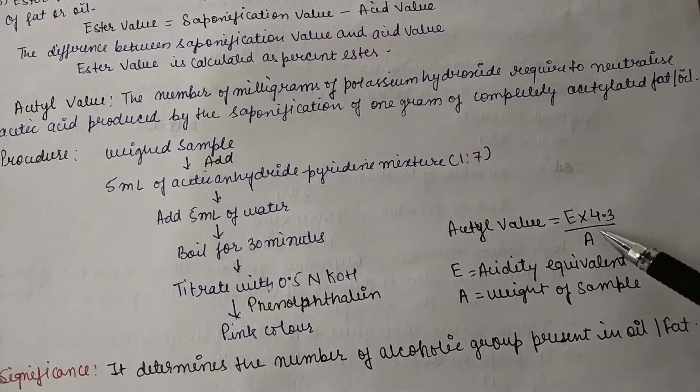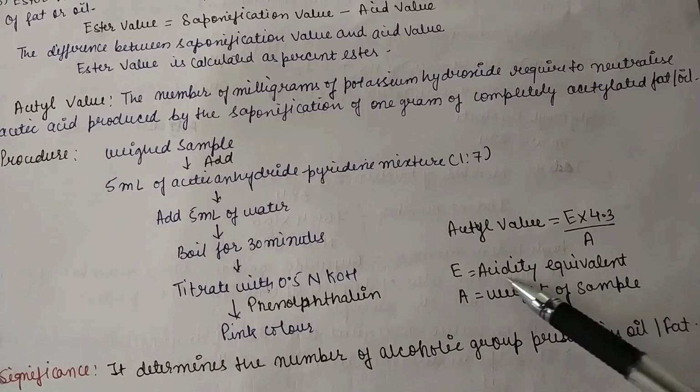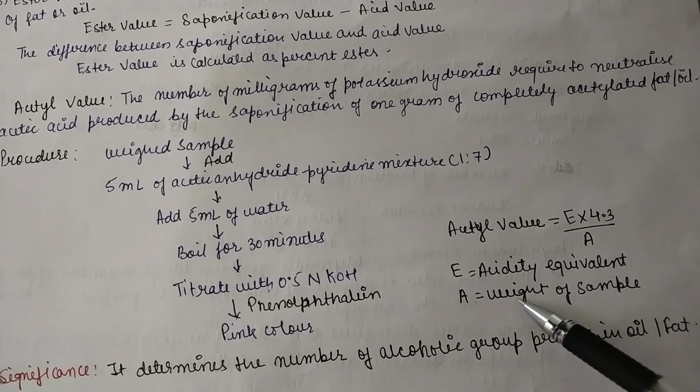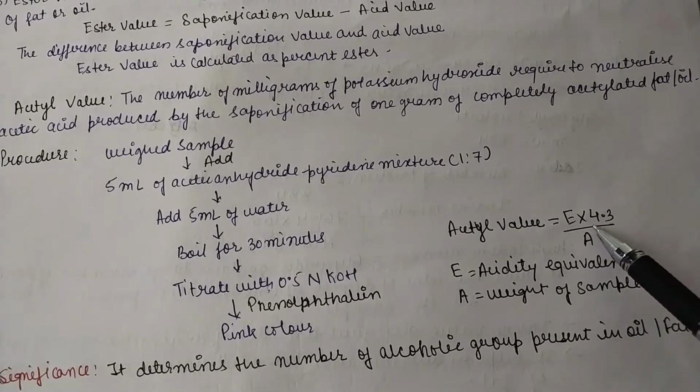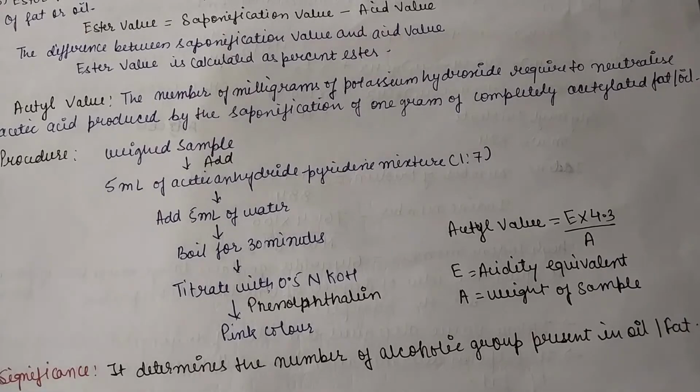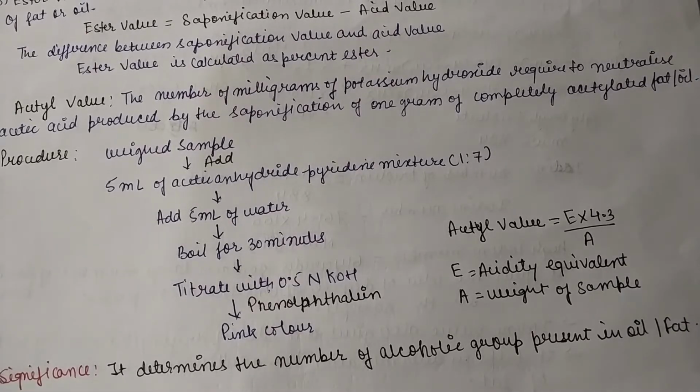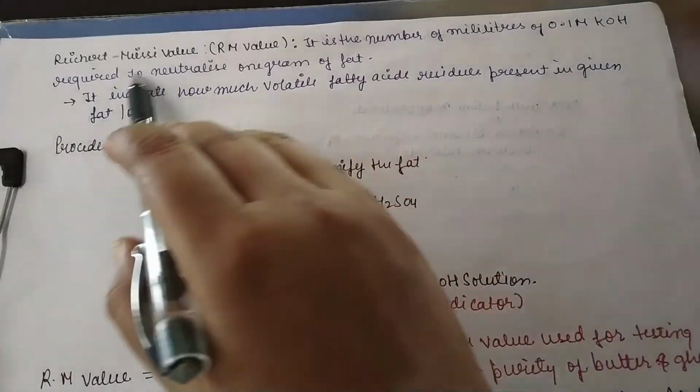So this is the formula to calculate acetyl value. E is the acidity equivalent, A is the weight of the sample, so E multiplied by 4.3 divided by A, the weight. So in this way we can calculate the acetyl value. The significance of this acetyl value is that it determines the number of alcoholic groups present in an oil or fat sample. Next is RM value.